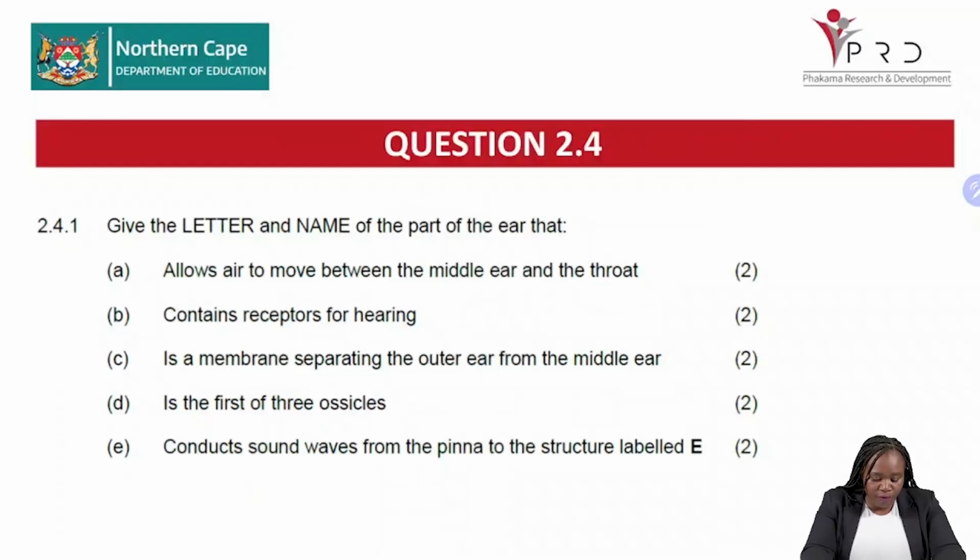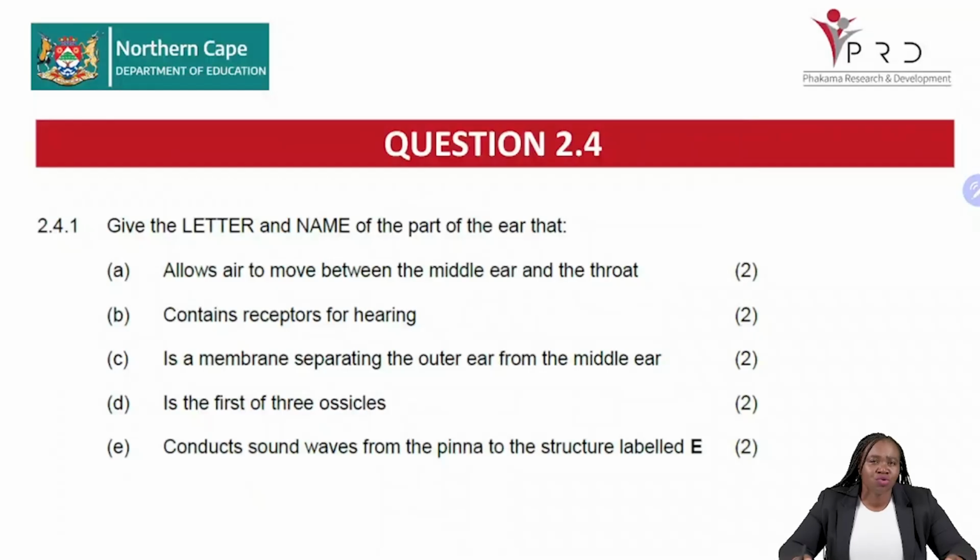So here we have questions whereby it says give the letter and name of the part of the ear. Now, when you are asked to give the letter and the name, be sure to give the letter and the name. You can get the letter wrong and get the name right. You can get the letter right and get the name wrong. These marks are marked separately. So make sure that even if you're not sure about the one, give the other a try. If you're not sure about the letter, write the name. If you're not sure about the name, write the letter. Again, you can write both. You have nothing to lose.